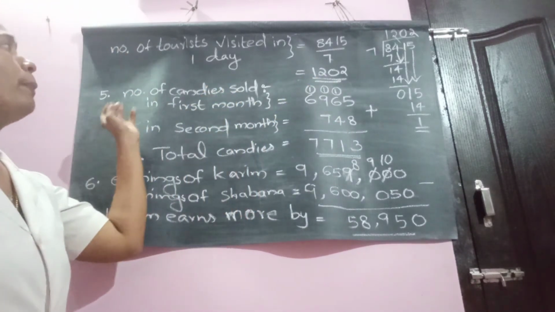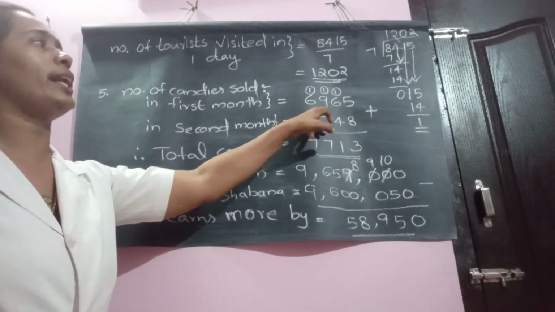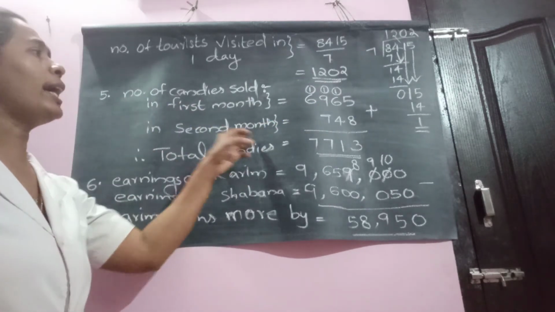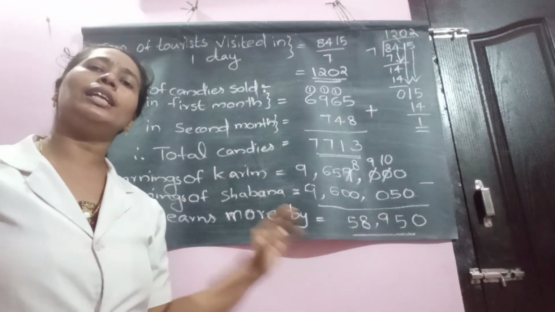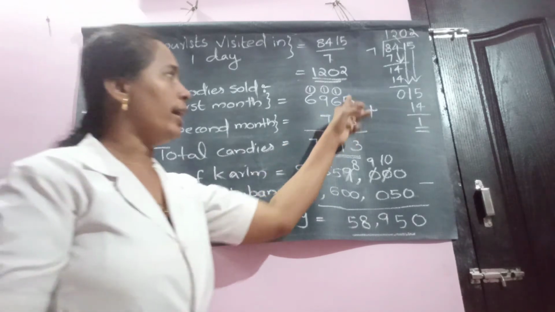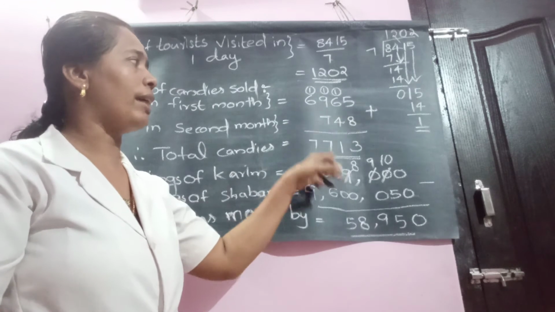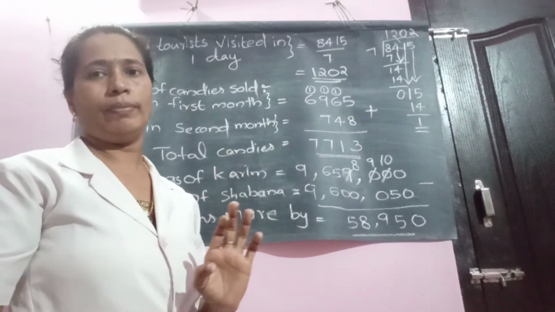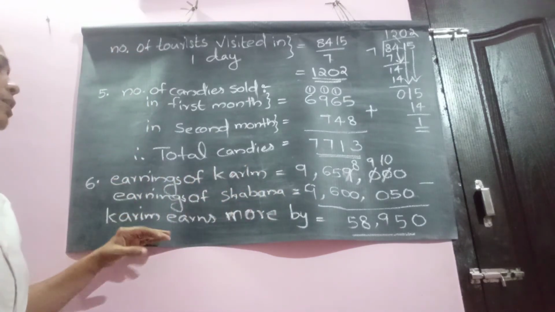Next one: the number of candies sold in the first month is 6965. In the second month, 745. So what will be the total number of candies sold in these 2 months? Just add. 8 plus 5, 13, 1 balance. 11, 1 balance. 17, 1 balance. 7,713. Finish.